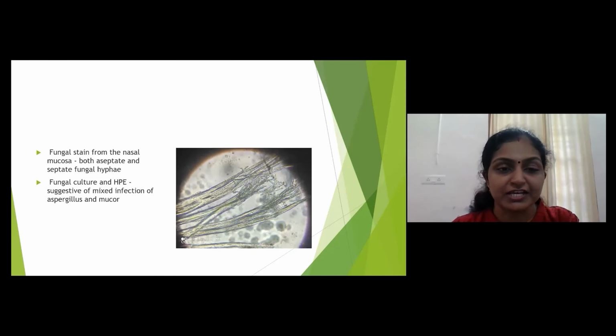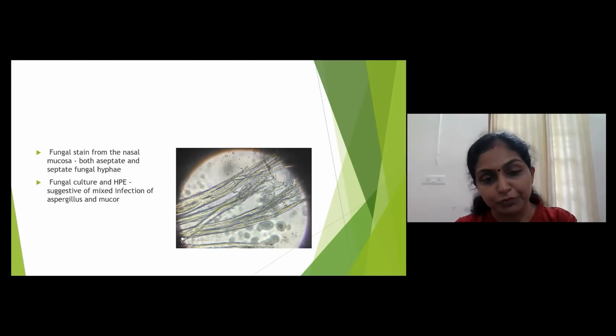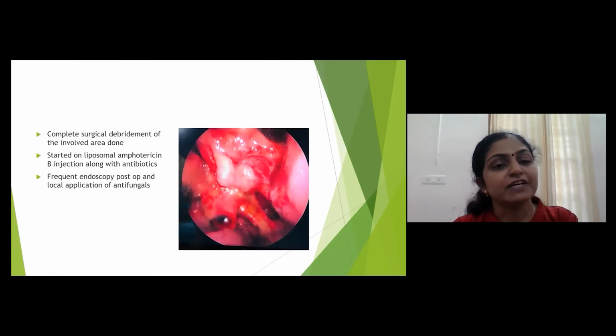Fungal stain from the nasal mucosa showed both aseptate and septate fungal hyphae. Fungal culture and histopathology was suggestive of mixed infection of Aspergillus and mucor. He underwent complete surgical debridement of the involved area. He was started on liposomal amphotericin B injection along with antibiotics. Frequent endoscopy post-op and local application of antifungals done. And this is the picture after the surgical debridement.